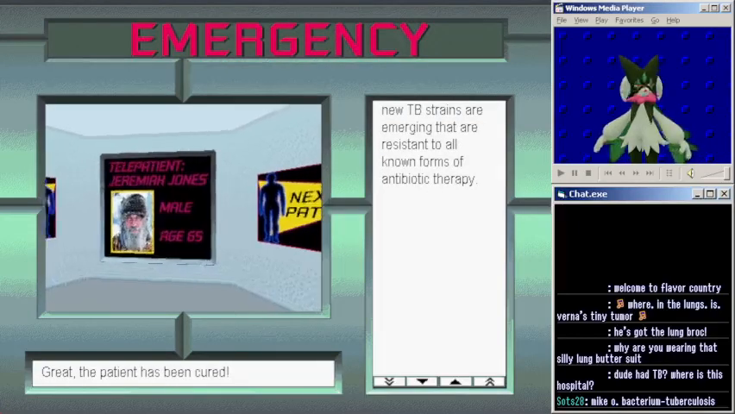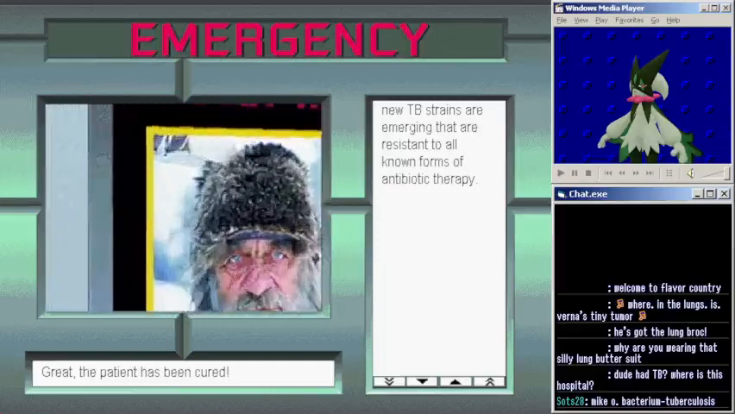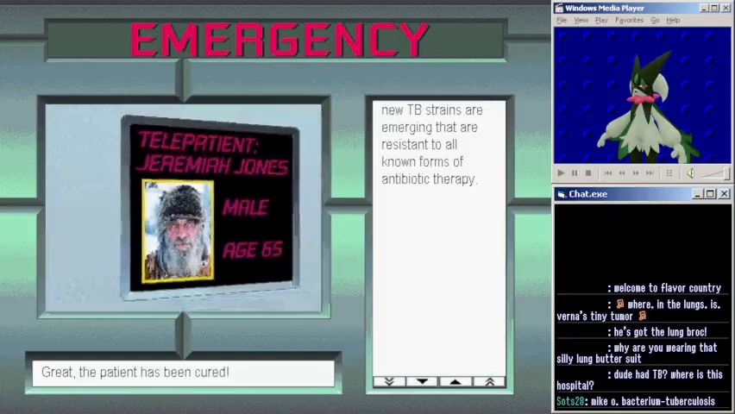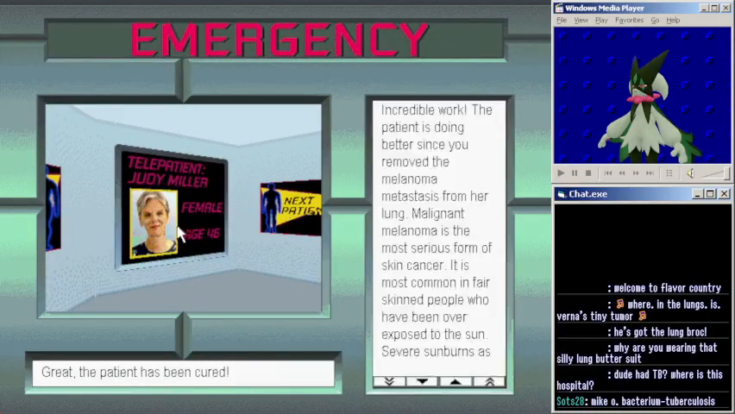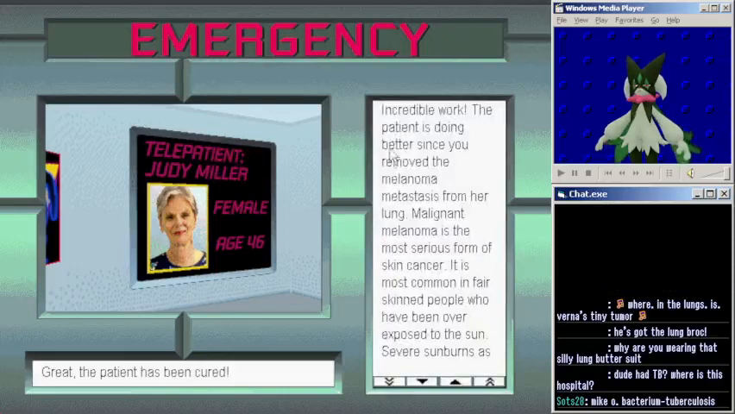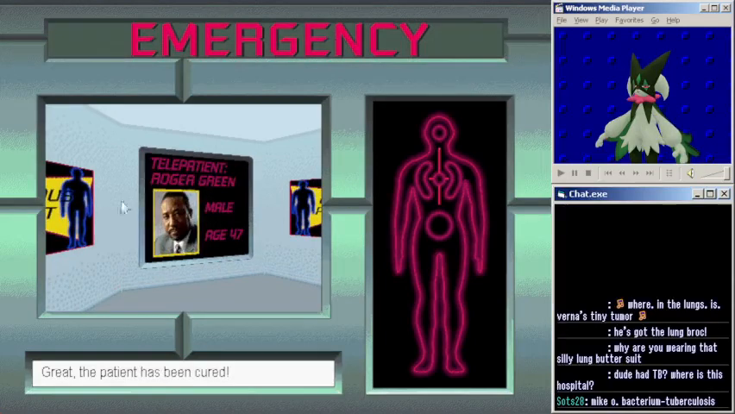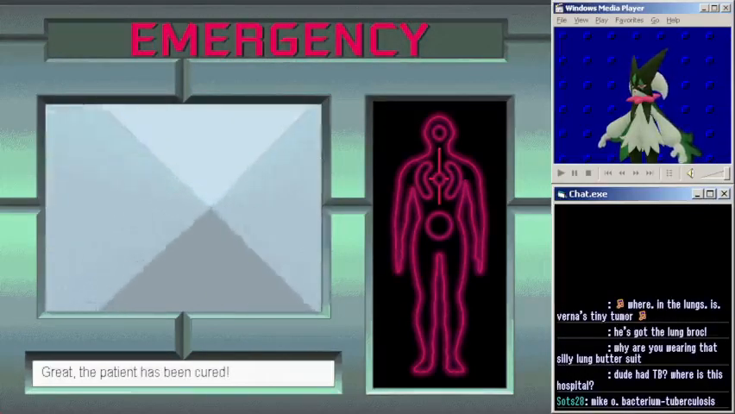Ooh. Heavy stuff. So there we go. That's the face of TB right there. Who else we got? Judy Miller, female, age 46. Oh, is that it? Oh, we're done. Hooray! Every single person in the world has been cured. Time to go home.